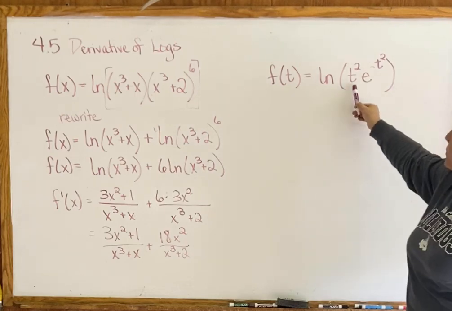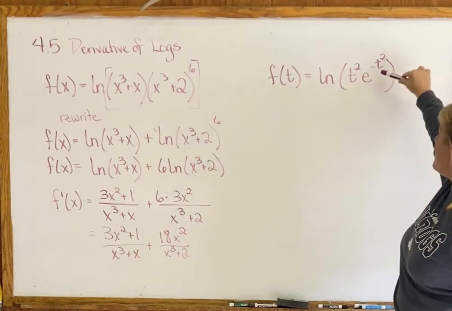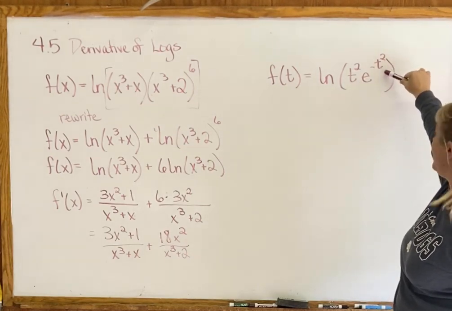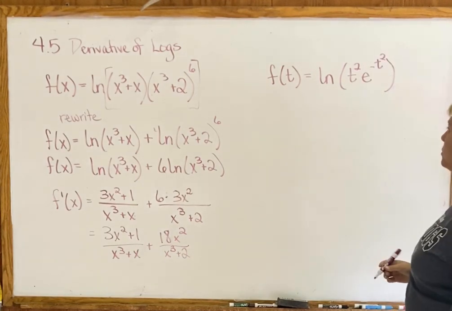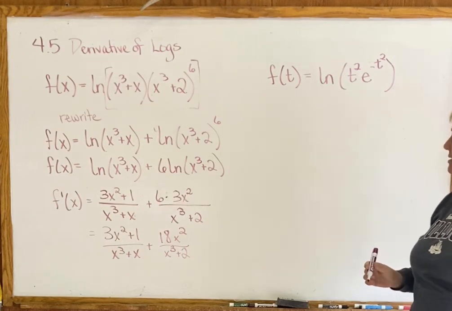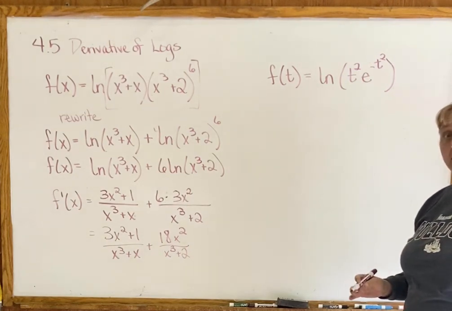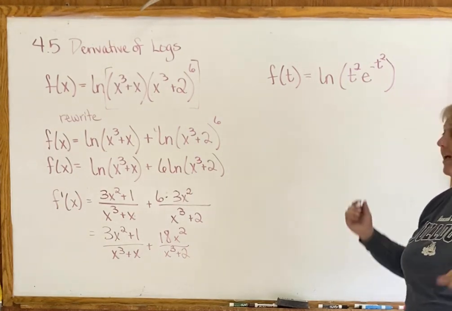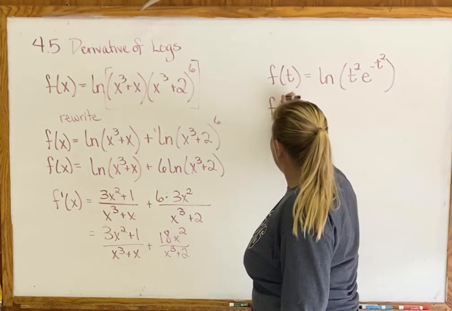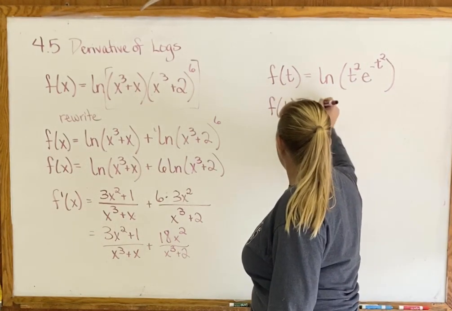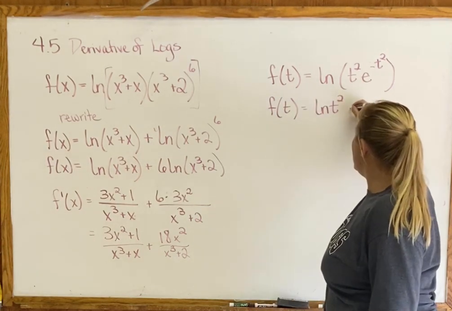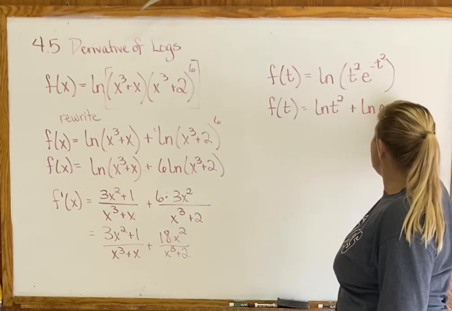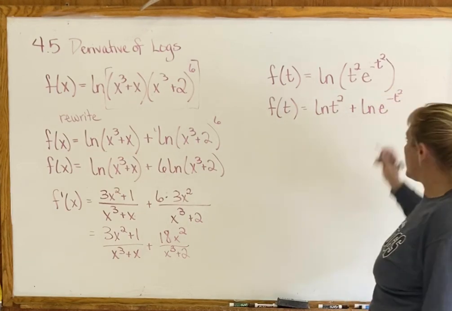All right, so we have multiplication here. Then we have an exponent, and that exponent is going to require some work of its own as well. So definitely not looking the prettiest thing, but remember, we go, wait a minute, I'm not going to take the derivative, I'm going to rewrite this first. So we're going to go f of t equals ln t squared plus ln e to the negative t squared.